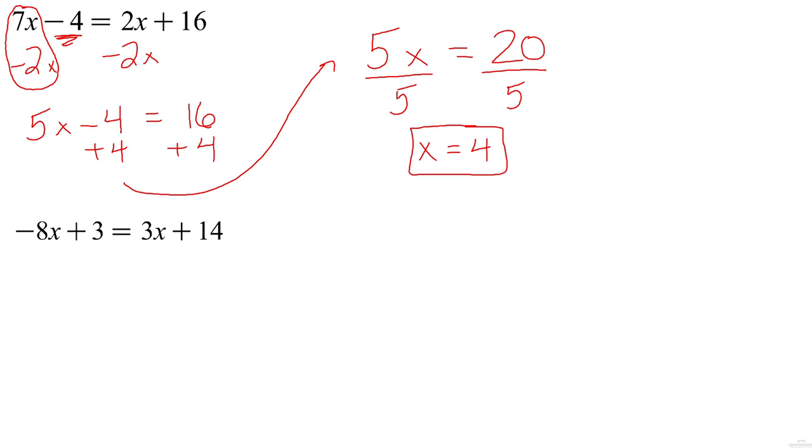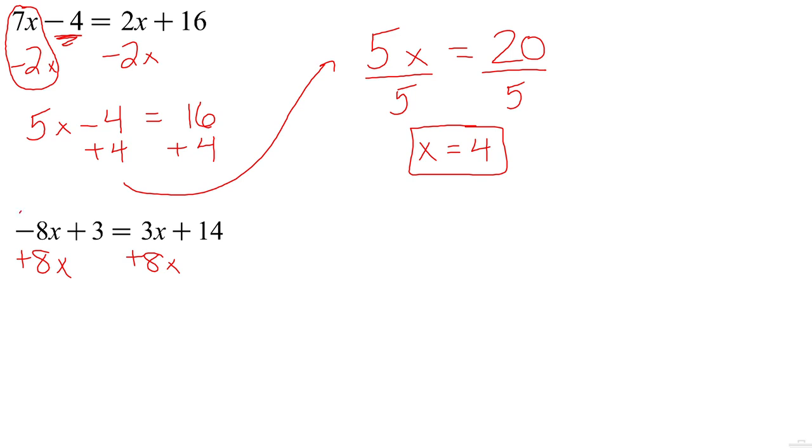For this next one, I'm going to choose to get my variable to be a positive coefficient. So I could choose to add 8x to cancel the minus 8x, or I could choose to subtract 3x. If I subtract 3x, I'm going to end up with negative coefficients on the other side. So I'm just going to add the 8x so that I have a positive coefficient there. Now, it doesn't matter. Again, you'll get the same answer if you do it the other way. It doesn't matter at all. Just my preference is to keep it as a positive coefficient.